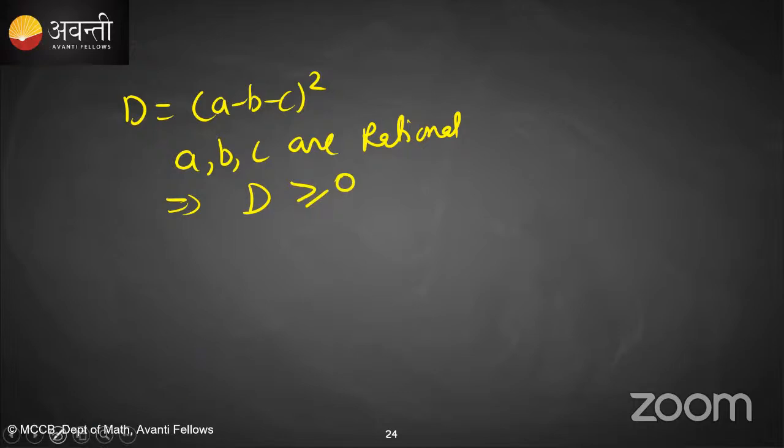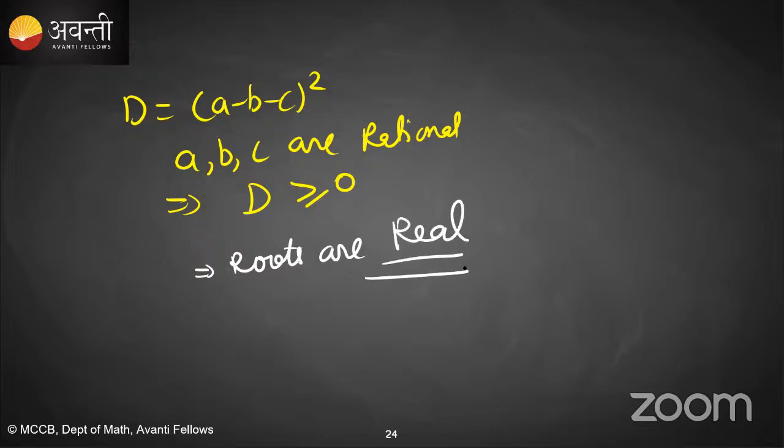So you will say that your roots are how? If D is greater than or equal to 0, it implies roots are real. Yes or no? But we cannot comment on whether the roots are equal or unequal, because if D is equal to 0, then roots are real and equal. If D is greater than 0, then roots will be unequal. But for sure we can tell that roots are real because D is greater than or equal to 0.